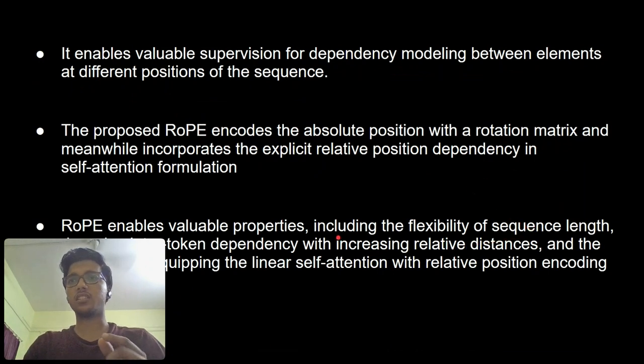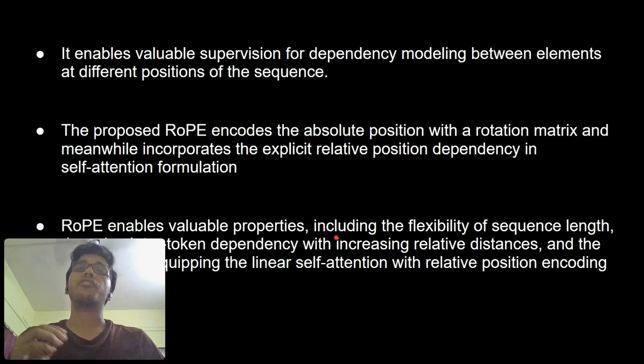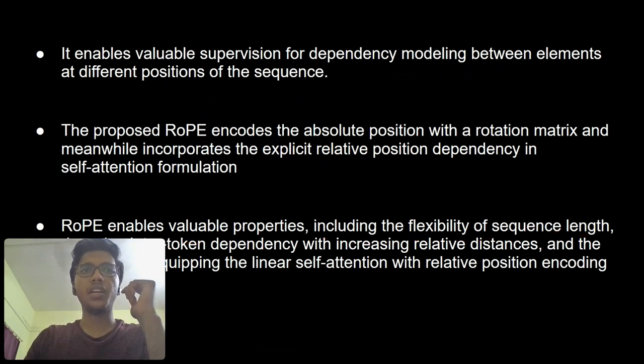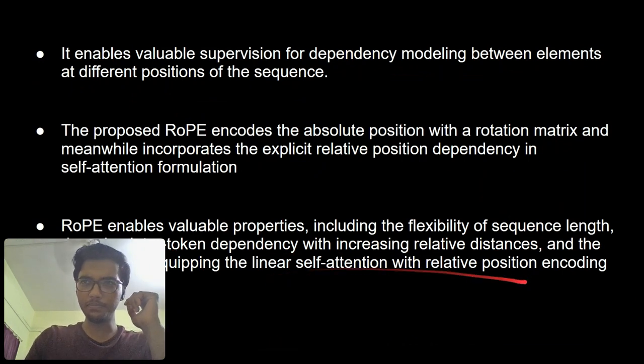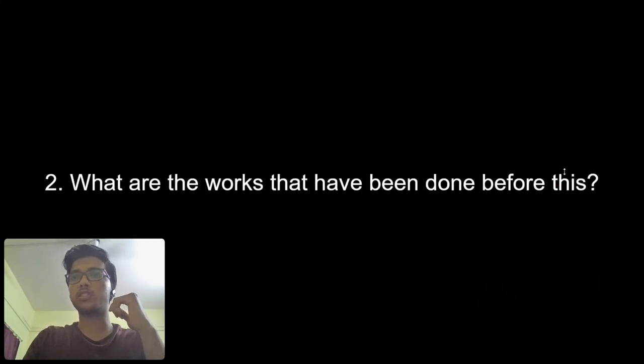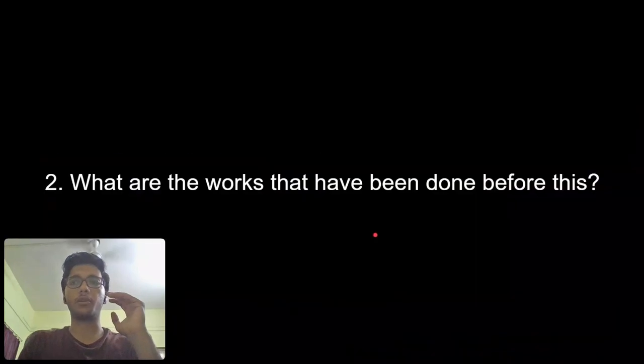It's a bit difficult to understand, for me as well, when I was going through it in the initial stage. But hold on with me and we would be solving it too. RoPE enables valuable properties including the flexibility of sequence length, decaying inter-token dependency with increased relative distance, and the capability of equipping linear self-attention with relative position encoding. So this is the abstract. No need to worry about it.